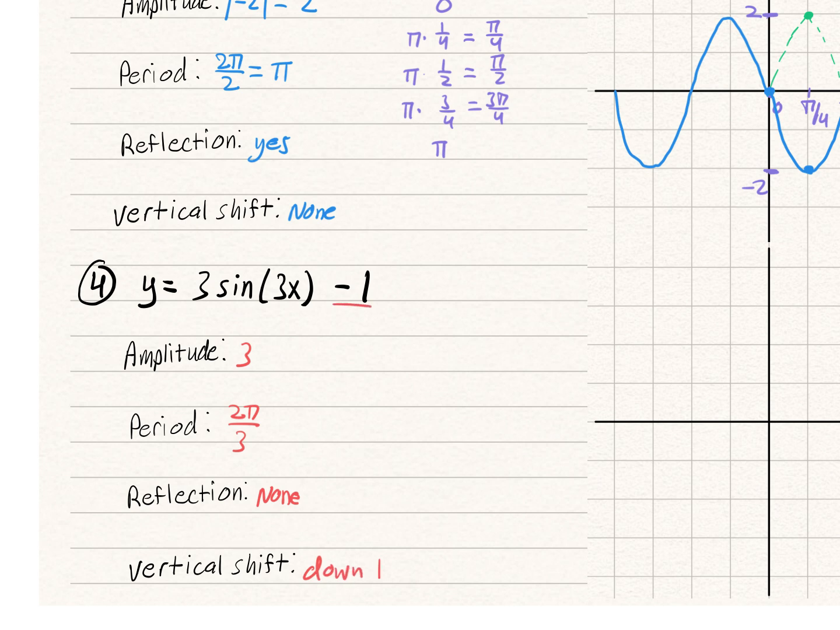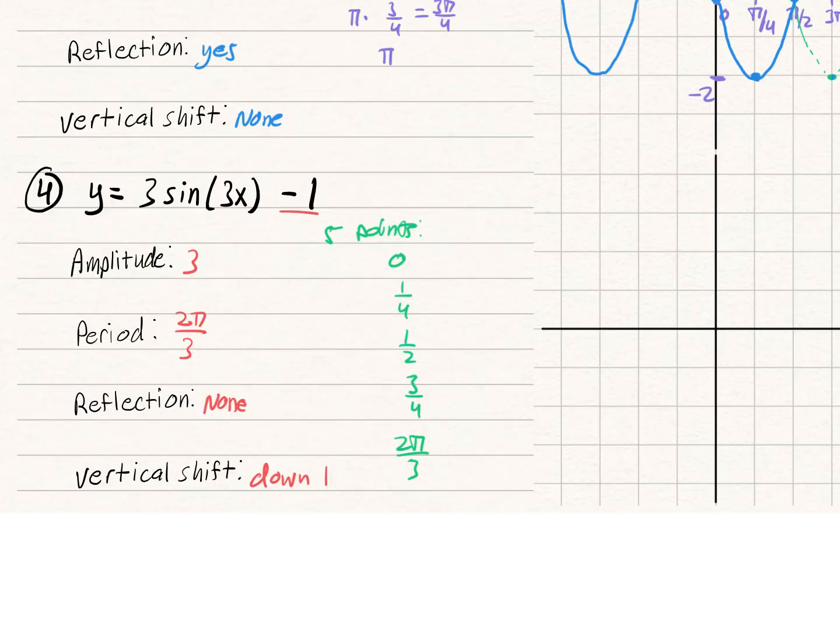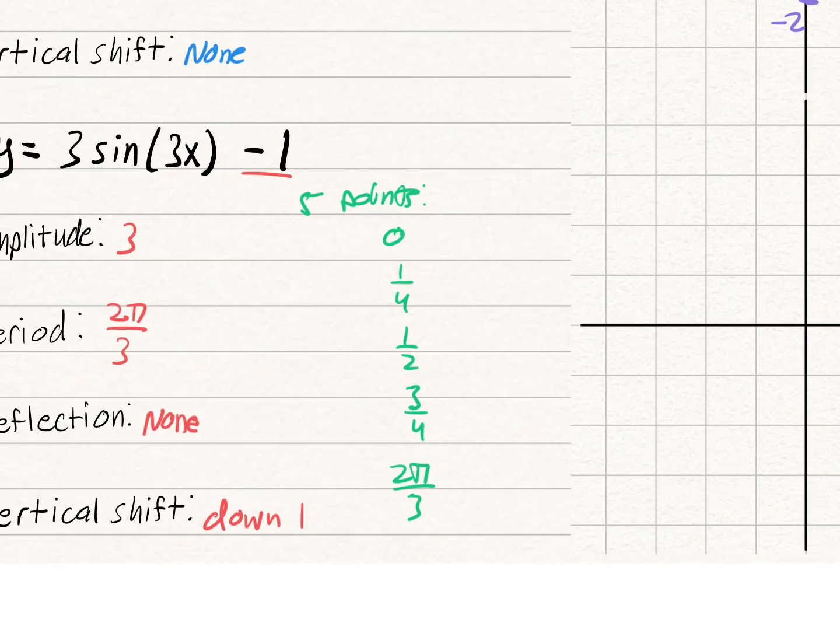All right, as always, let's find our 5 points. All right, 0 is going to be one of them. All right, the next 3 are going to be at 1/4, 1/2, and 3/4. And then the last one's going to be 2 pi over 3, right, the period. All right, so at the 1/4, halfway, and 3/4 mark, I'm going to multiply my period.